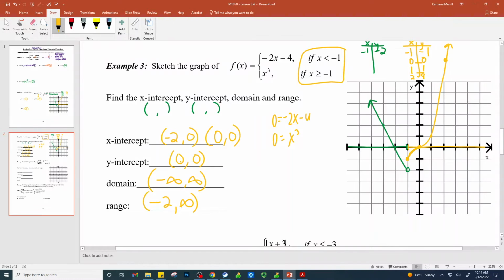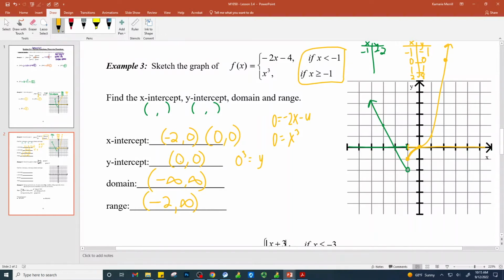What's unique about finding the y-intercept? Which graph is 0 only part of? That one. 0 is only in this one's domain. So as far as y-intercept goes, you need to pay attention to which one's domain it's part of. So you guys would have plugged in a 0 for your x, and you wanted to figure out what your y was when 0 was x.